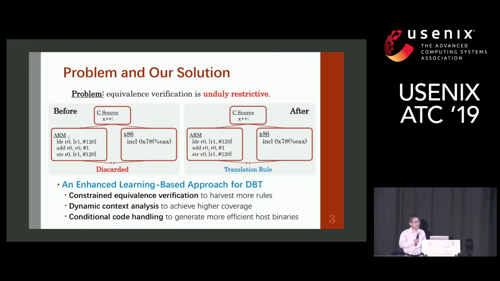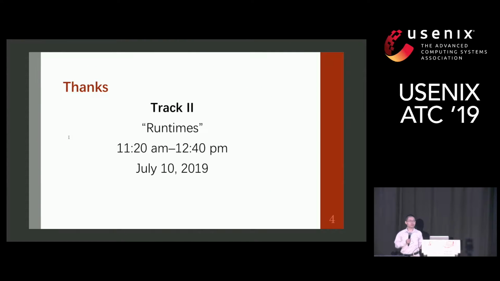You may wonder, is it really possible to use this approach to harvest more translation rules? How can we guarantee the correctness when applying constrained equivalent translation rules? Can these translation rules really generate more optimized binary code? Please come to my talk, and I will show you how. Thanks.